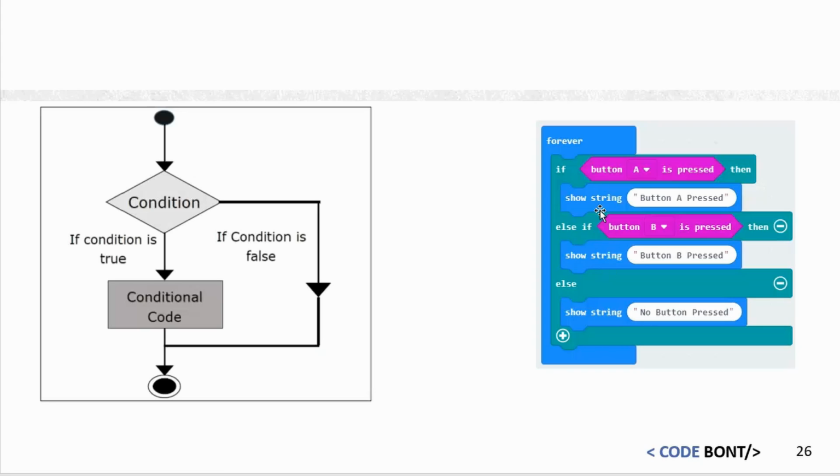Now if neither button's pressed, we've got what we call a catch all here, so an else, no button's been pressed. So if you press button A and B together, it's not going to show anything here, it'll obviously show this else there.